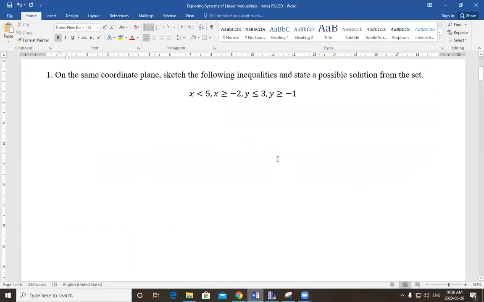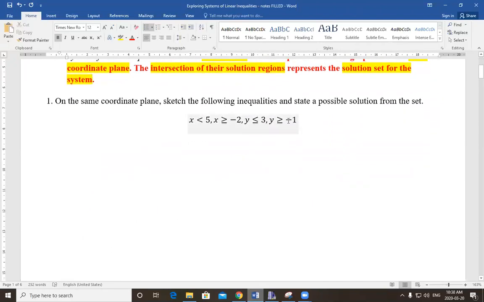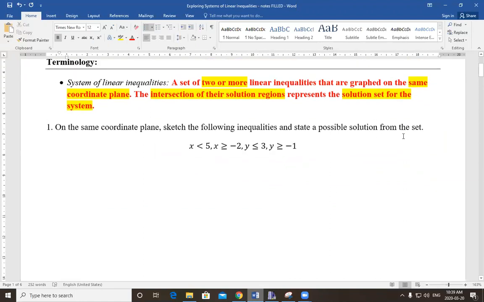So we'll start with a practice here. We got some pretty simple inequalities. We got 4 of them, but you can tell they're all single variable inequalities. So on the same coordinate plane, we're going to sketch the following inequalities and state a possible solution from the set. Now remember, the possible solution will be in the intersection of their solution regions. Always be aware if there's any restrictions on the domain and range.